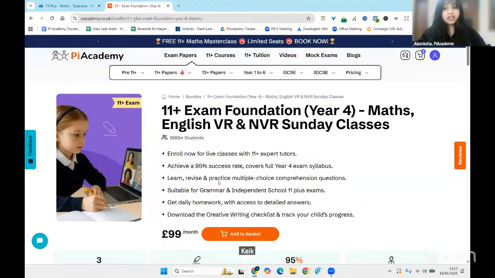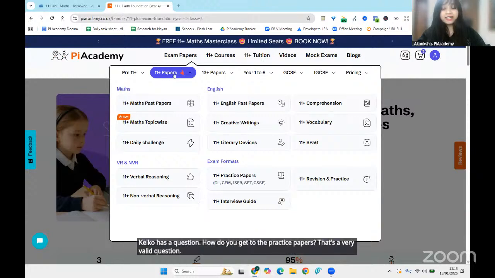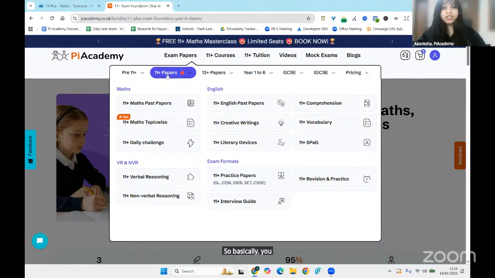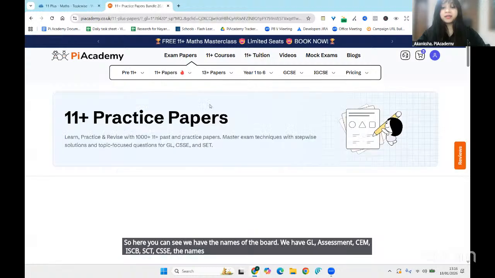Keiko has a question. How do you get to the practice papers? That's a very valid question. They are sitting slightly hidden. So basically you hover on 11+ papers and you navigate down to this section where it says 11+ practice papers. So here you can see we have the names of the board. We have GL, Assessment, CEM, ISEB, SCT, CSSE. The names of the boards are mentioned.